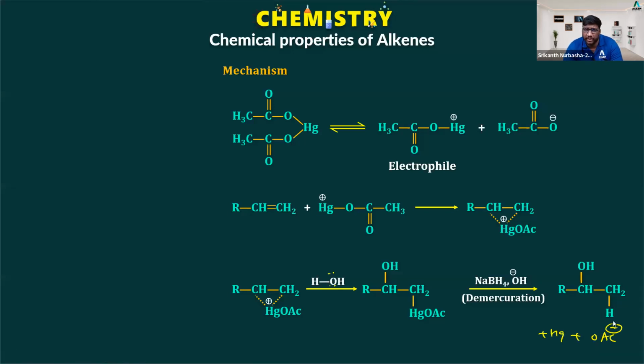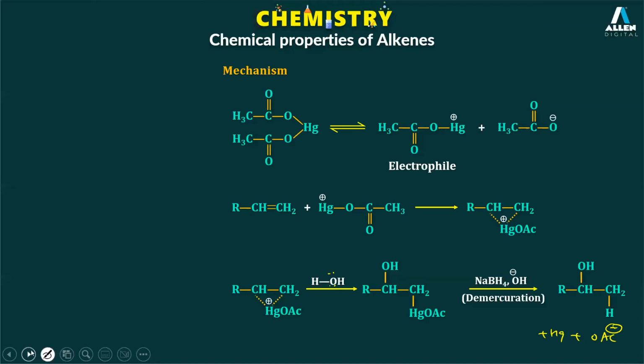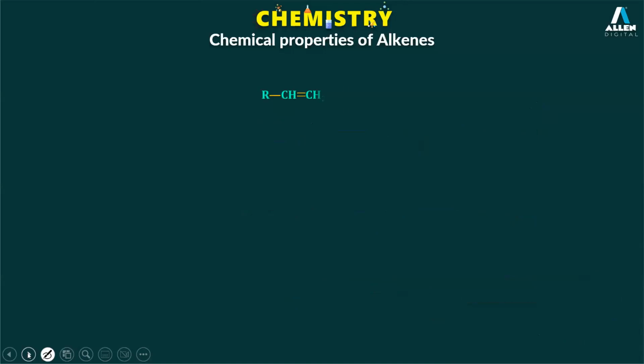You don't need to go through the mechanism; just understand the main points. No rearrangements. Water gives the OH, NaBH4 gives the hydrogen. So if you take D2O, you will get OD. If you take NaBD4, you will get deuterium. Markovnikov's rule is followed and no rearrangements are possible. Is that clear, students? Everything so far? Yes, sir.